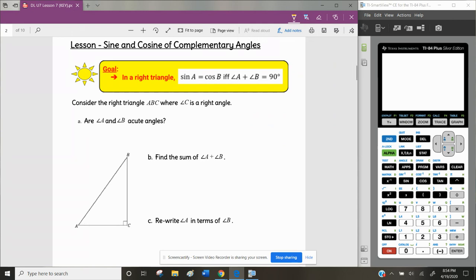So are angle A and angle B acute angles? Yes, they both measure less than 90. That's what acute means. And why do we know that? All right, well, let's figure out why we know that.